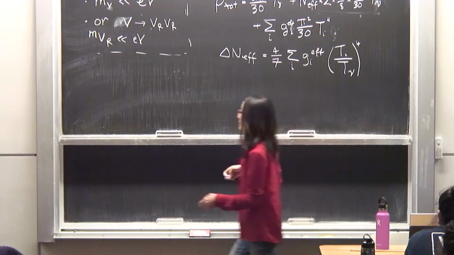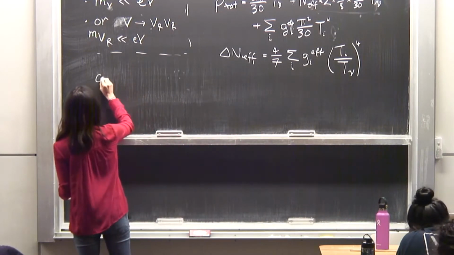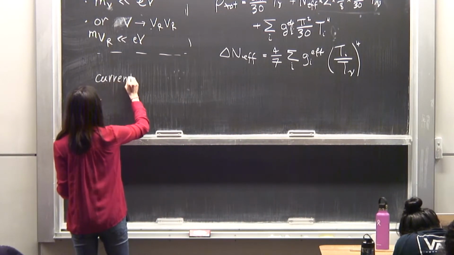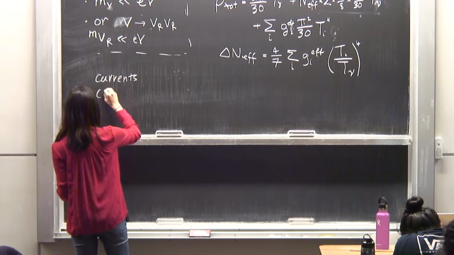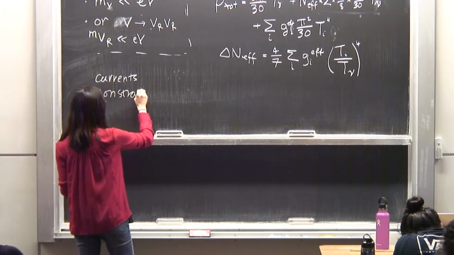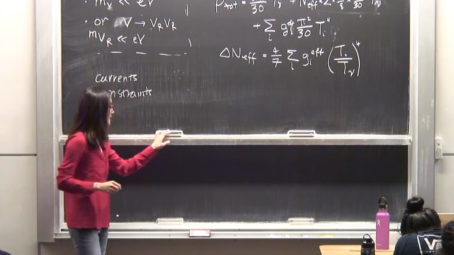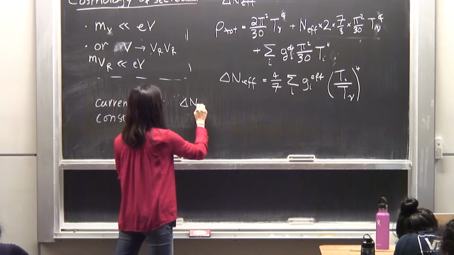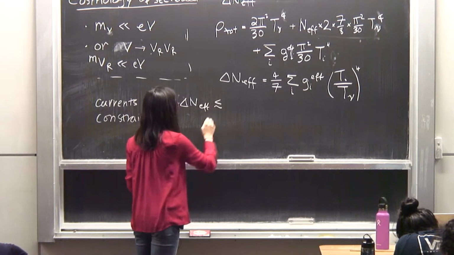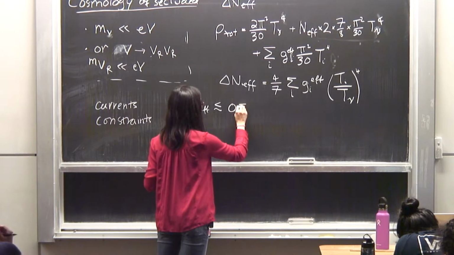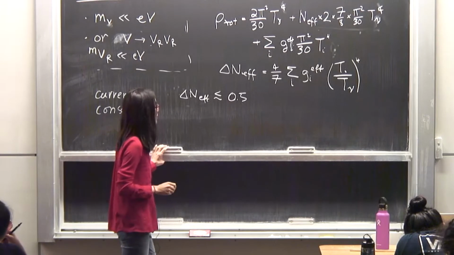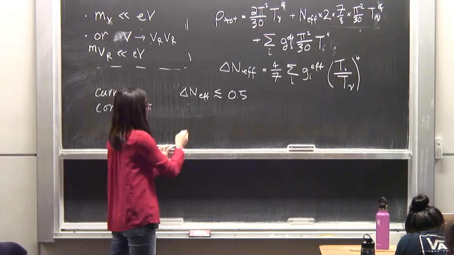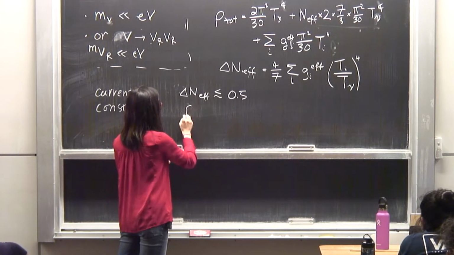Okay, so the current constraints come from two different epochs. So we have the BBN epoch, which is going to be around an MeV, and that constrains delta N effective to be, I'm putting squiggles out for a reason I'll explain, about 0.5, and actually similar for both for CMB and BBN.